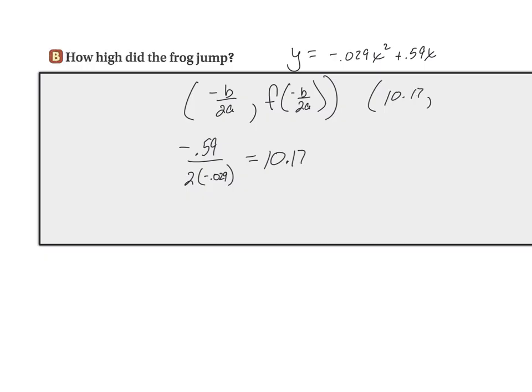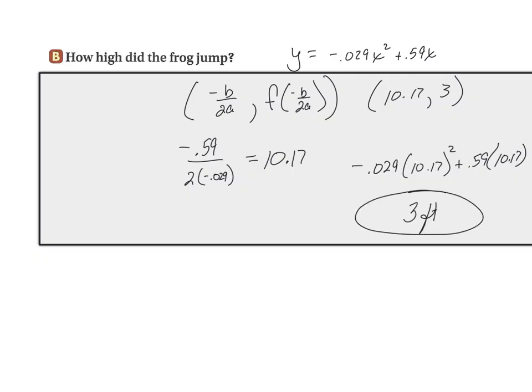So if I take my 10.17 and I put it into the function, and I square that, plus 0.59 times 10.17. I do all that, I'm going to get approximately 3 feet, right? So there's my vertex. So the frog jumped approximately 3 feet in the air. And that finishes this lesson.